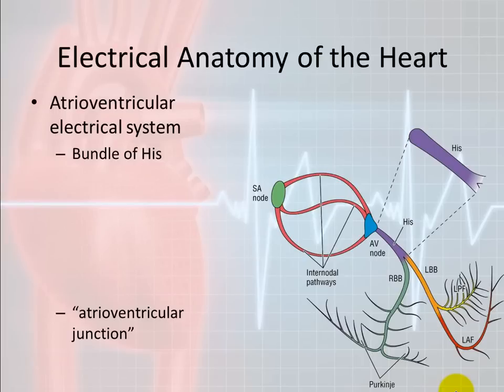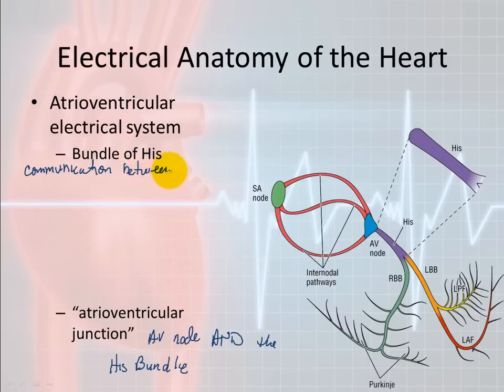The atrioventricular junction itself is comprised of the AV node and the His bundle, or bundle of His. The His bundle itself, there's a couple different purposes for this one. First of all, the His bundle represents the only route of communication between the atria and the ventricles. Only route of communication between there, which means if there's a blockage here at the His bundle, there is going to be no communication between the atria and the ventricles.